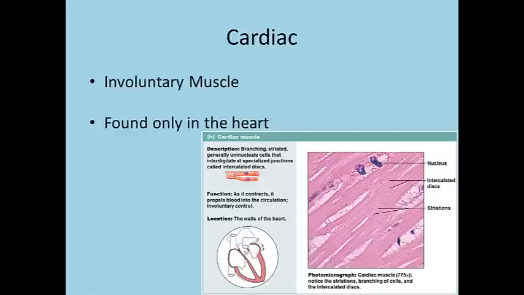A couple important differences, though, is typically cardiac muscle will be uninucleated, so there is only one nucleus per cell. You can also see the structures called intercalated discs, which form junctions between those cardiac muscle cells.